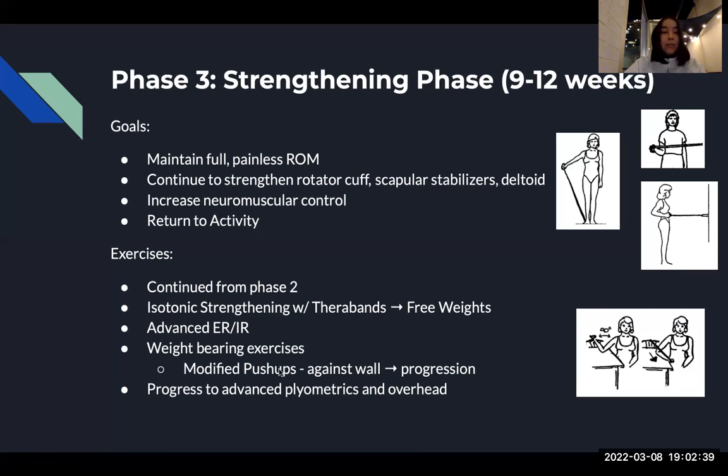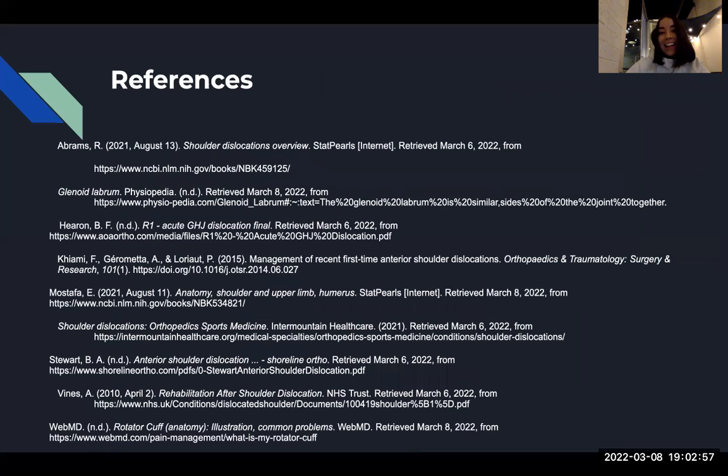Weight bearing exercises, which can be a push-up progression. So for instance, doing a push-up against the wall, to on the table, to on your knees. And then finally, you can progress to more advanced plyometrics and overhead exercises that are going to be more strengthening. And that is our presentation.